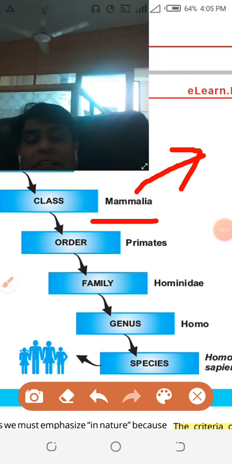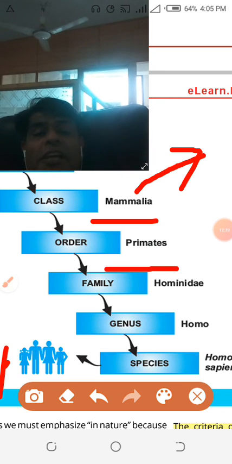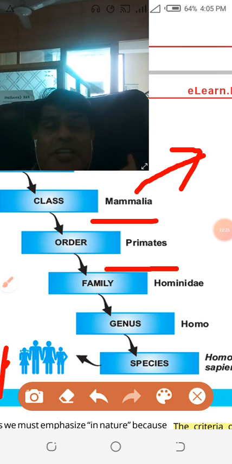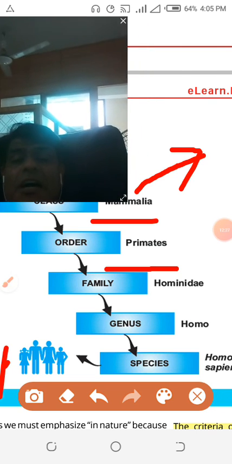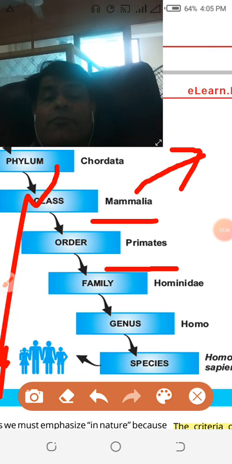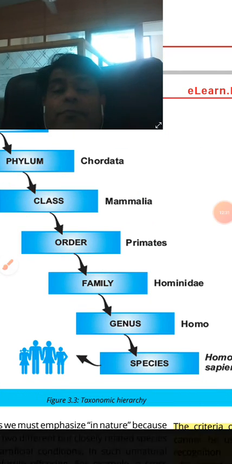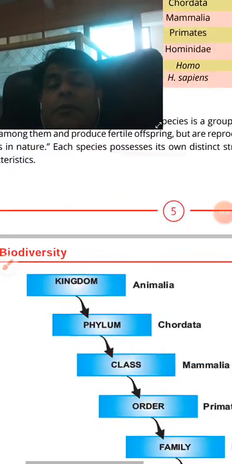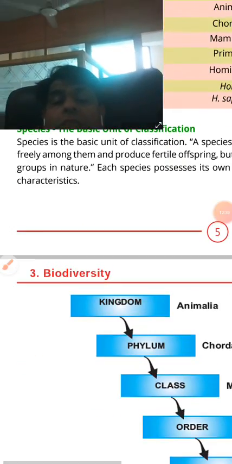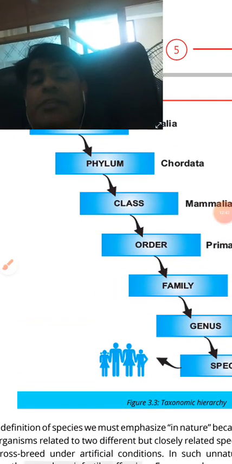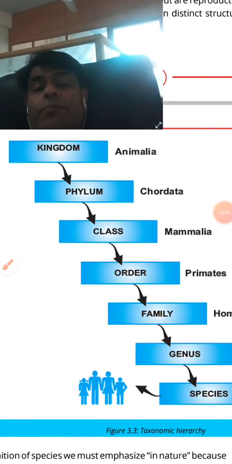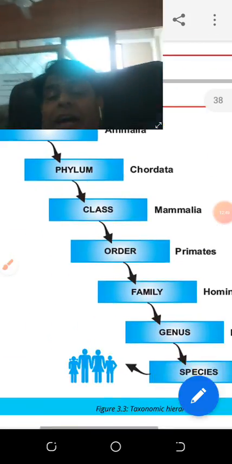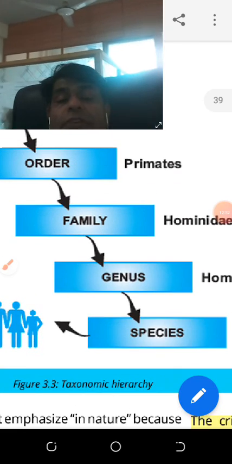So order is the primates. So are you watching, I am following the same taxonomy which I taught you in the last session. What was that? Phylum, class, order, you are watching the sequence. Phylum, class, order, family, genus, and the species, clearly.